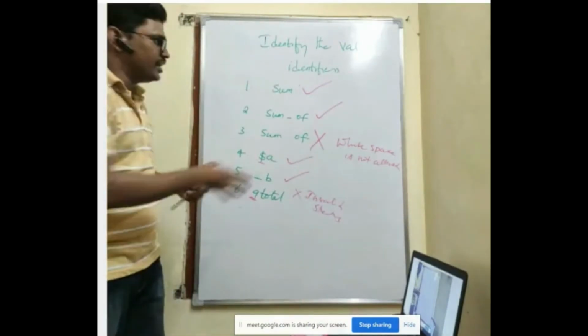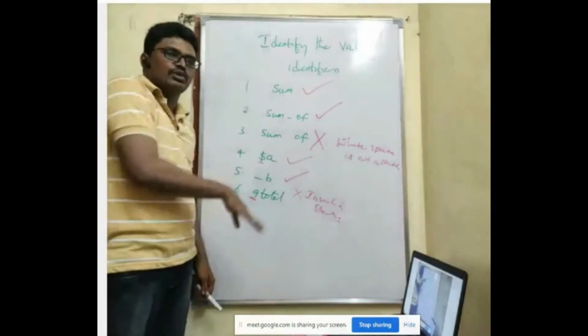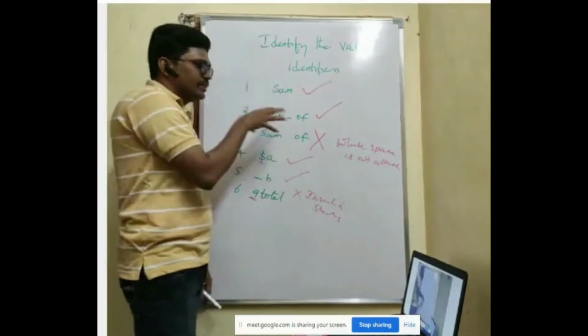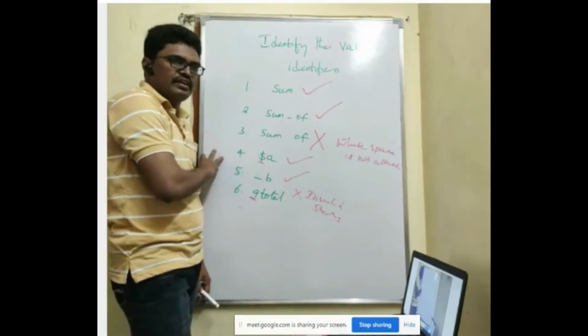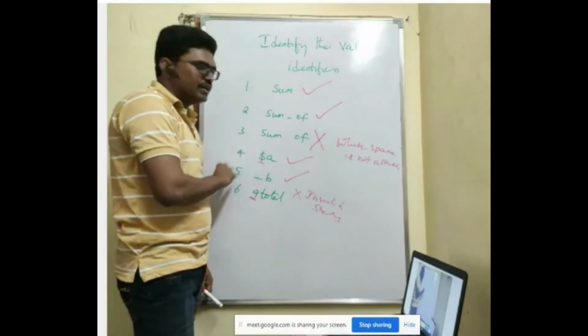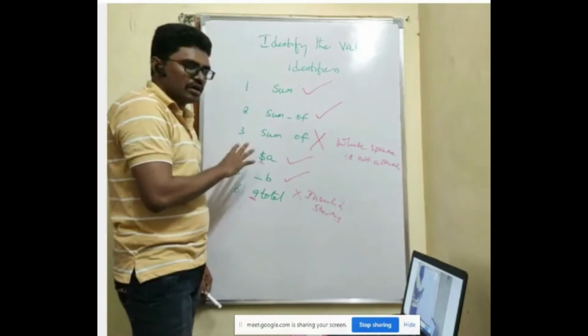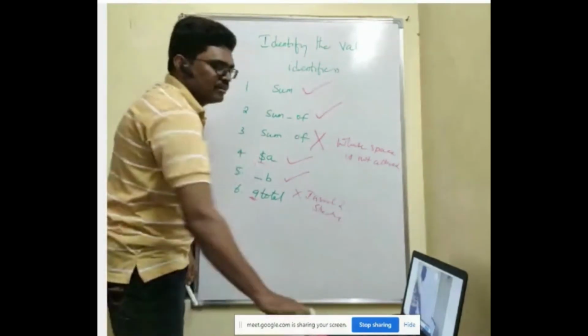So they will give a list of identifiers and tell you to identify either valid or invalid identifiers. Definitely in this area, you will get one MCQ question in Wipro as well as in other MCQ tests. So I hope you understood about identifiers. Is it fine?